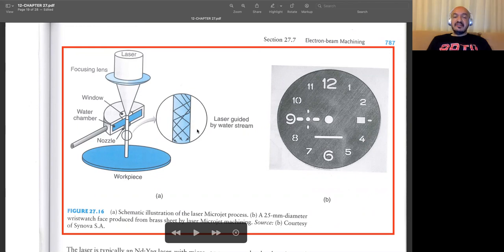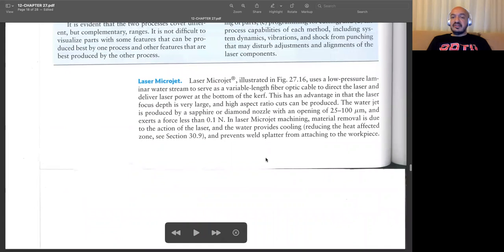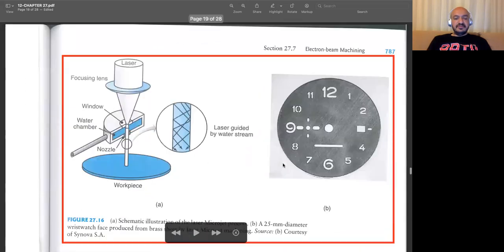The laser beam is hitting the surface of the water stream and then moving into the workpiece. And what are the advantages with the help of it? The temperatures are decreased. The workpiece doesn't have high temperatures. Another case is that we don't have weld splatter with this type of approach. So it's a nice approach, especially for opening very thin holes, very small diameter holes.